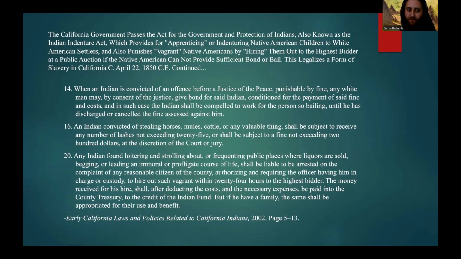The money received for this hire shall, after deducting the costs and the necessary expenses, be paid into the county treasury to the credit of the Indian fund. But if he have a family, the same shall be appropriated for their use and benefit. And here is the source that I got this information from.